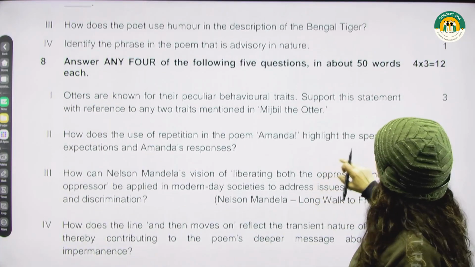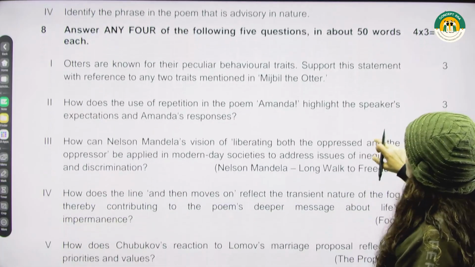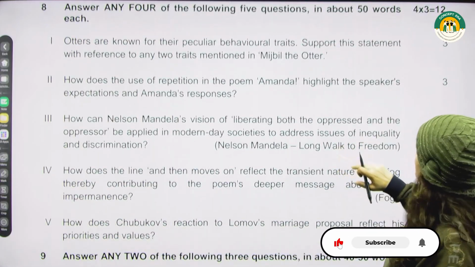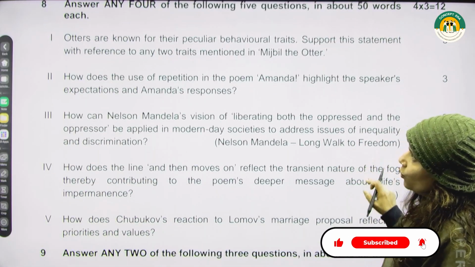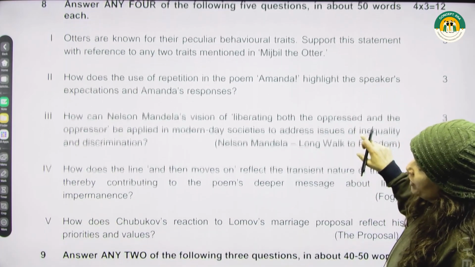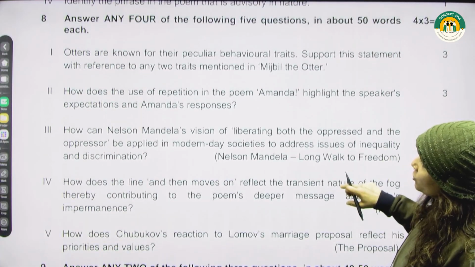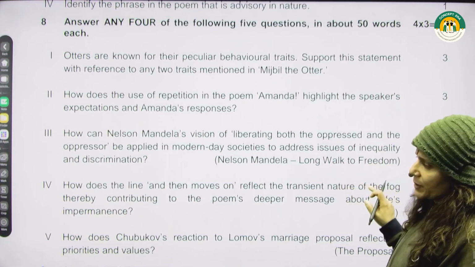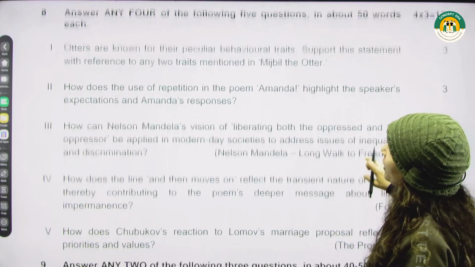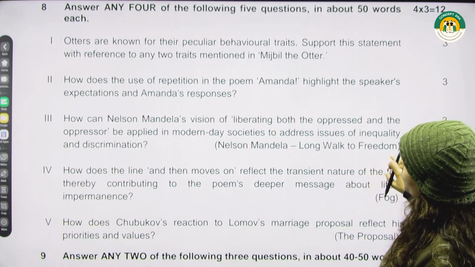So the word limit here is 40 to 50 words, while the marks which each and every question carries is 3. So in question number 8, out of 5, we are supposed to do only 4 questions. So this question carries 12 marks, because if you are doing 4 questions and each question carries 3 marks, it would be 12 marks.